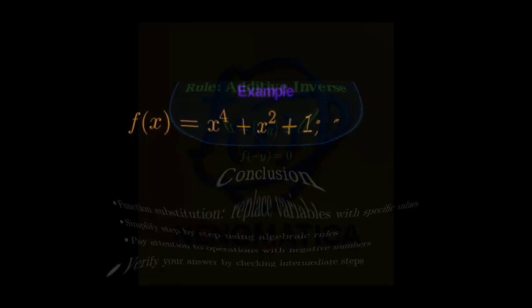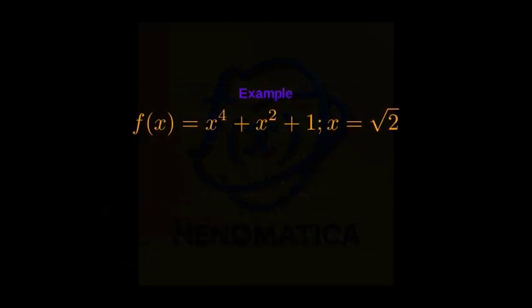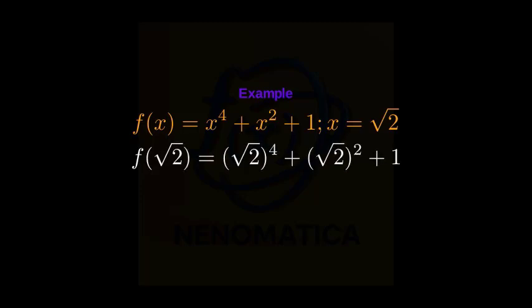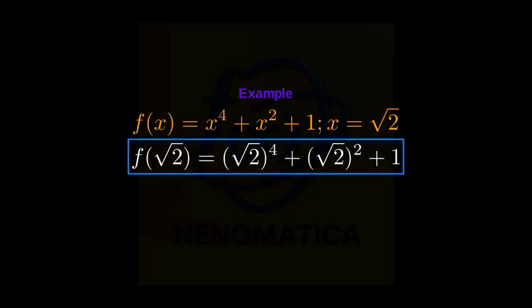We're given the function f of x equals x to the fourth power plus x squared plus 1. And we need to find the value of this function when x equals the square root of 2. To evaluate this function, we'll substitute the value of x, which is square root of 2, into our function. So we get f of square root of 2 equals the square root of 2 to the fourth power plus the square root of 2 squared, plus 1.